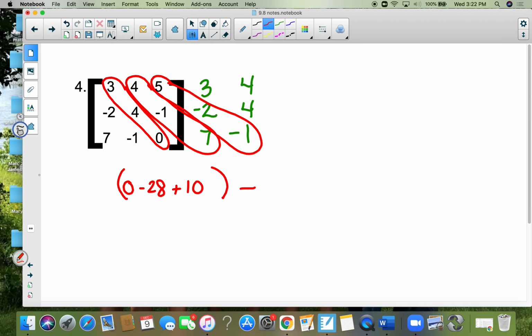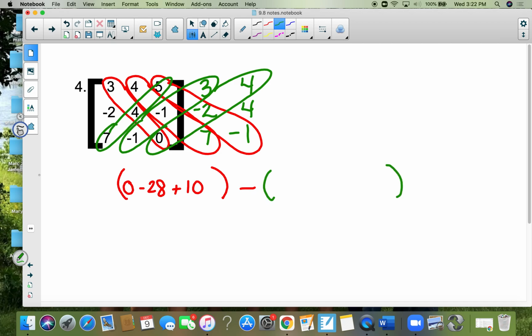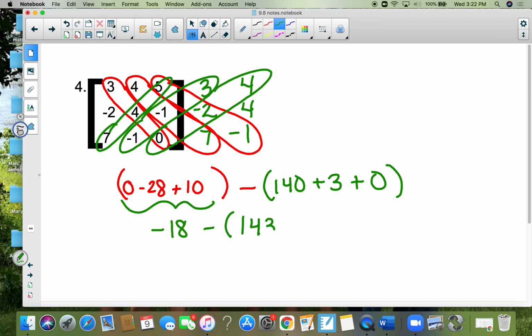And then there's a minus sign, and you also have to go in the other direction. 20 times 7 is 140. This one's going to end up being plus 3, and the last one's going to end up being 0. So this ends up being a negative 18, and this ends up being 143. And a negative 18 minus 143 is going to be negative 161 for the determinant.